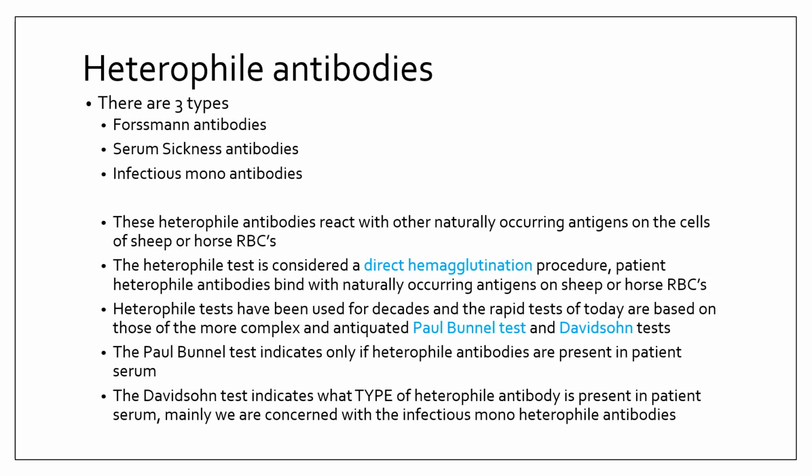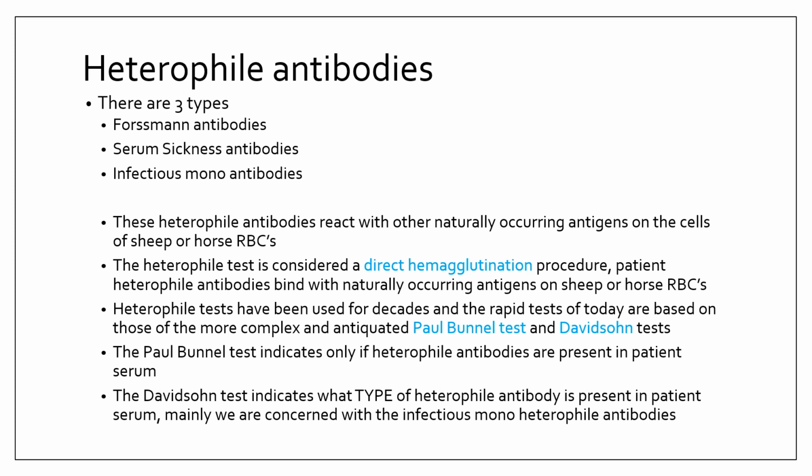In the heterophile antibody test, we're looking for 3 different types of antibodies: the Forssman antibody, the serum sickness antibody, and the infectious mononucleosis antibody. Now, the Forssman antibody, everybody has that. That is found in normal people. The serum sickness antibodies are found in people who are allergic to horse serum vaccines, and the infectious mononucleosis antibodies are seen in people that have infectious mononucleosis.